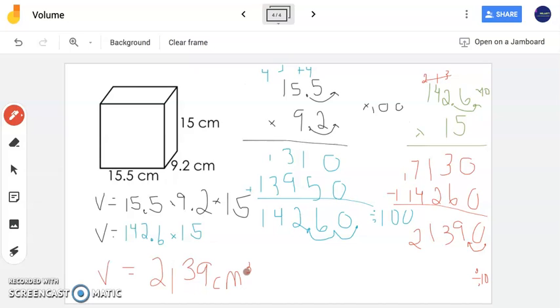Now notice when you're finding the volume of any rectangular prism, all you are doing is multiplying the length times the width times the height. Whether you have whole numbers, decimals, or fractions, it is still the same process.